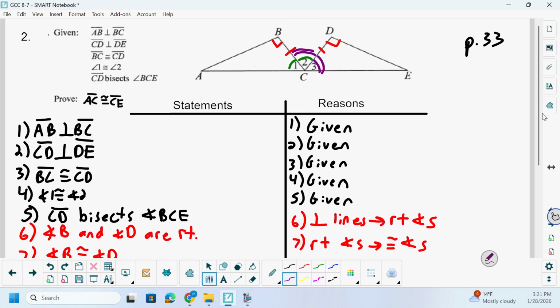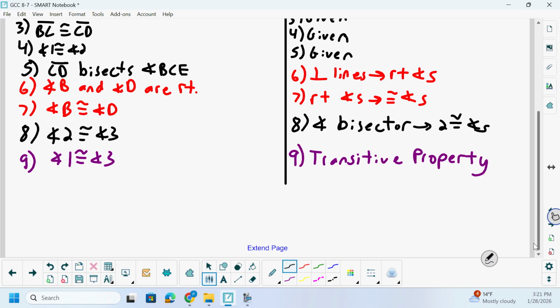So I'm going to add the purple marks to angle 1. And notice now we have a side in between two angles. So we can say that our triangles are congruent by angle, side, angle.